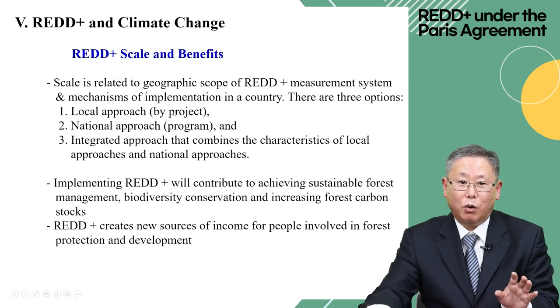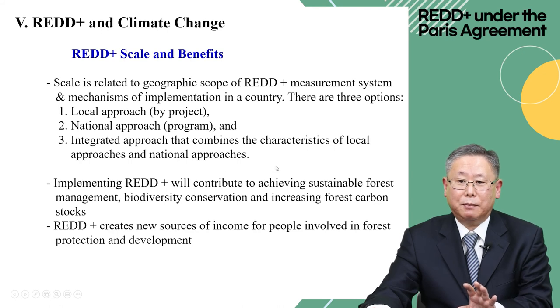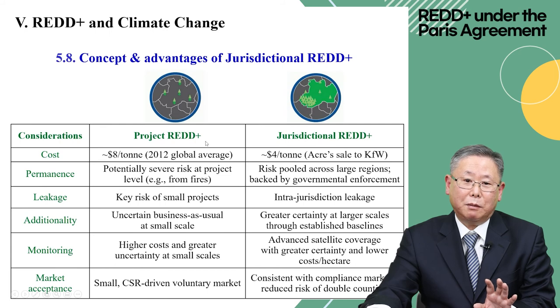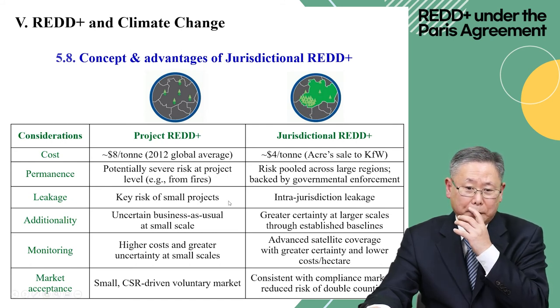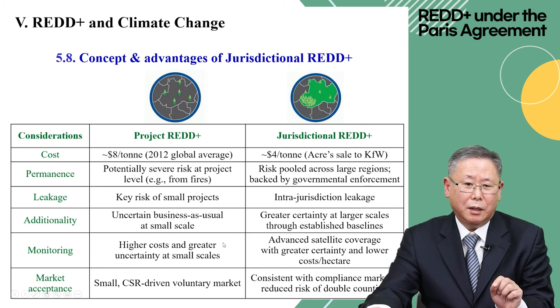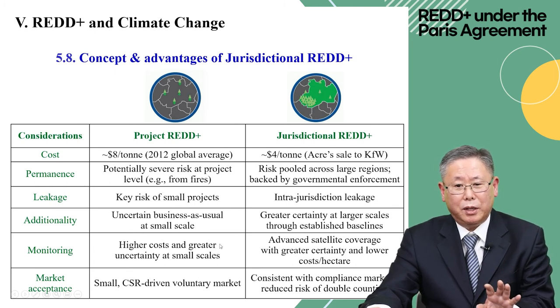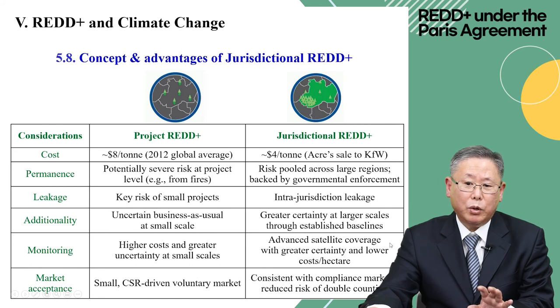REDD scale and benefits. There is a local approach by project, a national approach, and an integrated approach that combines characteristics of the local and national approaches. So the concept is project versus jurisdiction. What are the differences? Cost: the jurisdiction level is much cheaper. On leakage, there is some possibility, but in a big project we can avoid this. Monitoring in a small project is a higher cost and has great uncertainty at a small scale, but a big-scale or jurisdictional approach advances satellite coverage with greater certainty and lower cost per hectare.